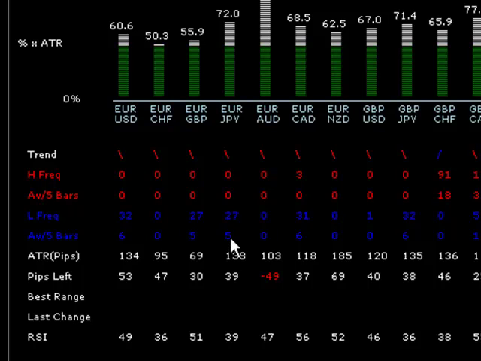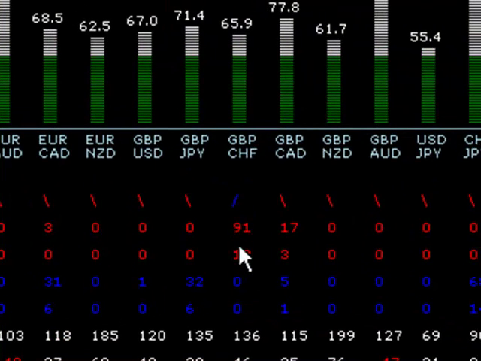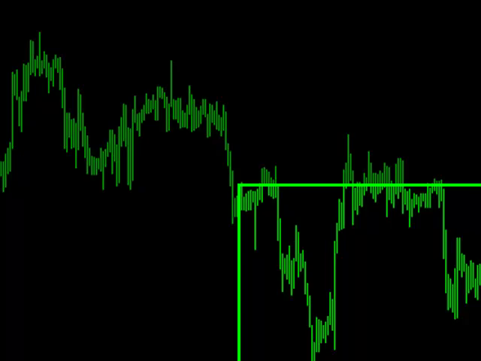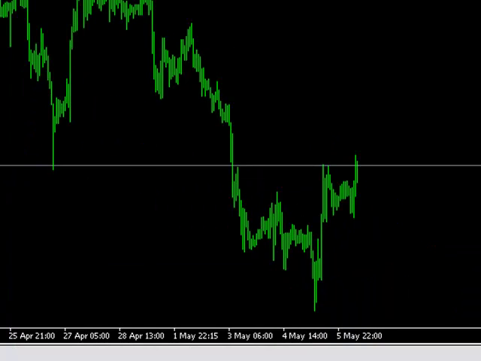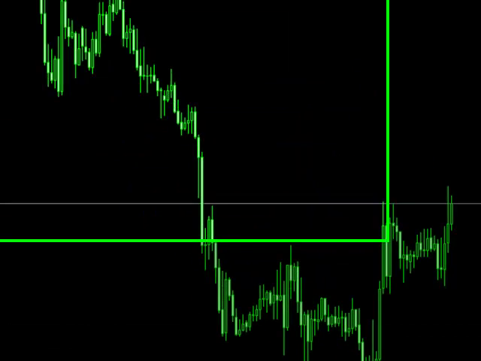You can see these numbers here are pretty outstanding. We've got a high frequency count on Sterling Swiss franc over the last 5 bars, and this is on a 4-hourly chart. We've seen Sterling making new highs against the Swiss franc 18 times. So if we look at the Sterling Swiss franc chart, we can see our indicator has confirmed that indeed we are in a fairly aggressive uptrend after a level of consolidation.